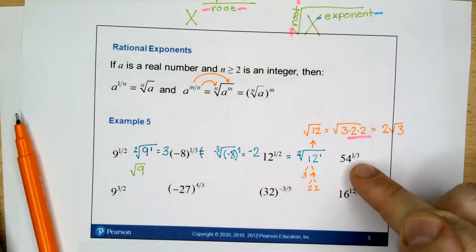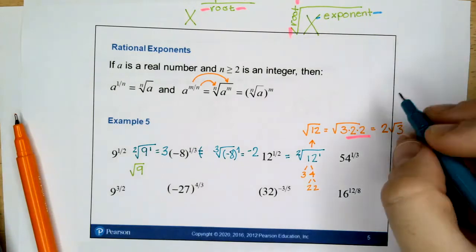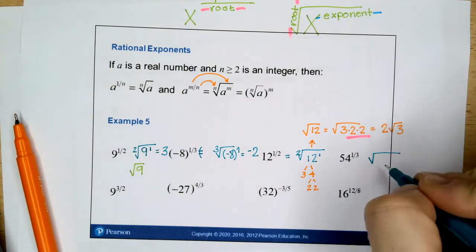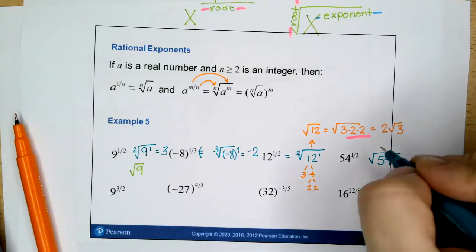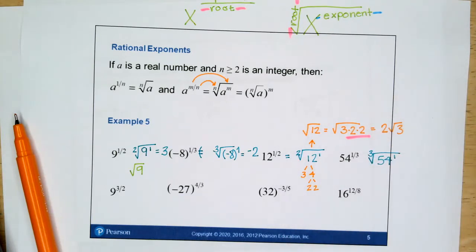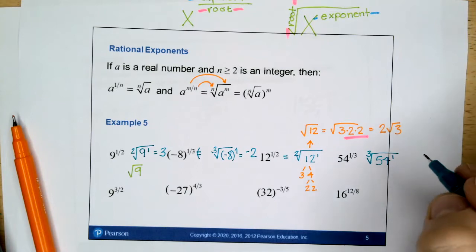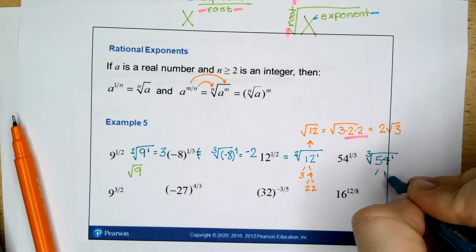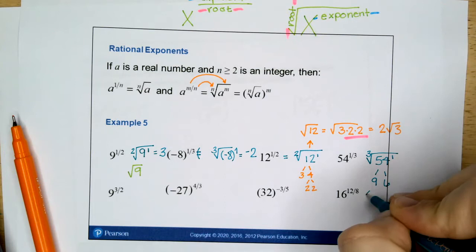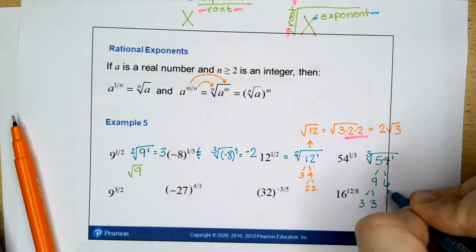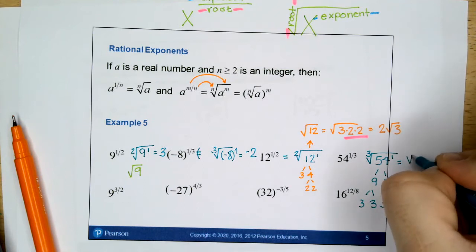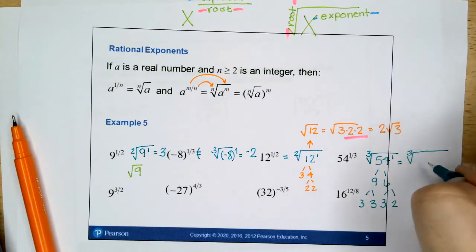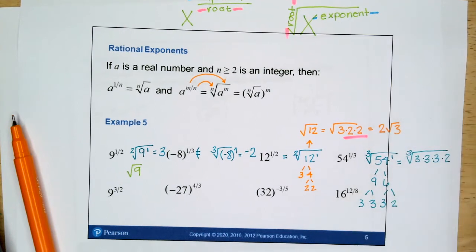We're probably going to be doing the same thing with 54, right? So I have my radical, I have 54. The 1 stays with the 54, so 54 to the first power. And then the third root of 54. 54 can become 9 and 6. 9 becomes 3 and 3. 6 becomes 3 and 2, right? So that becomes the third root of 3 times 3 times 3 times 2.